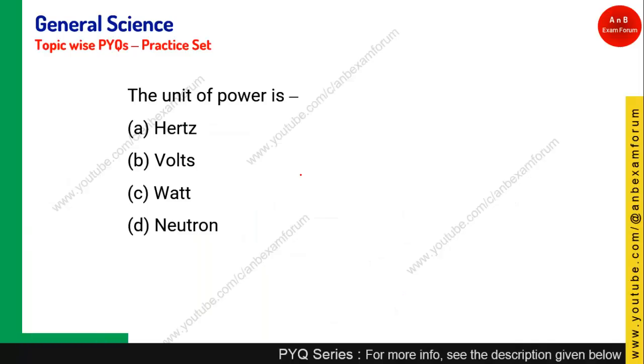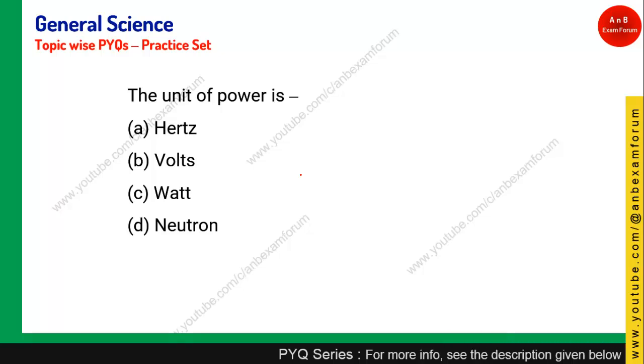The next question, a very simple one. The unit of power is what? Let's see one by one. Hertz. Hertz is a unit of frequency. Volts is a unit of potential difference. Watt? Yes, watt is a unit of power. And what about neutron? Neutron is one of the atomic particles, so you can ignore this. So the unit of power is watt.